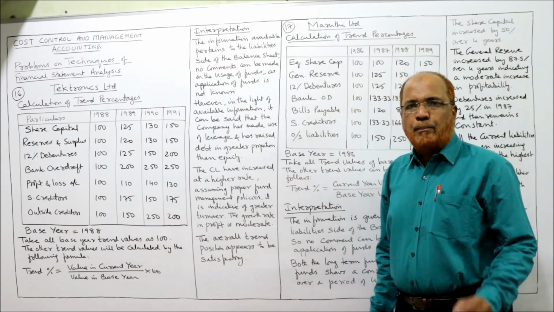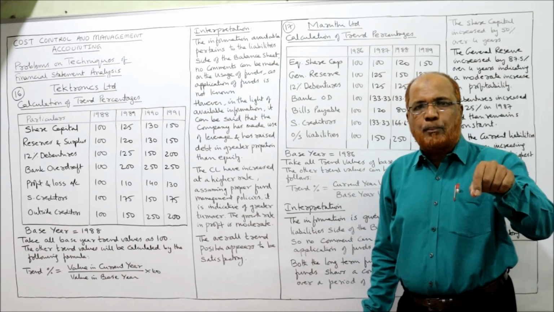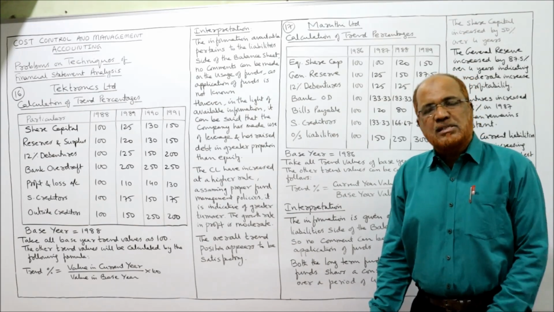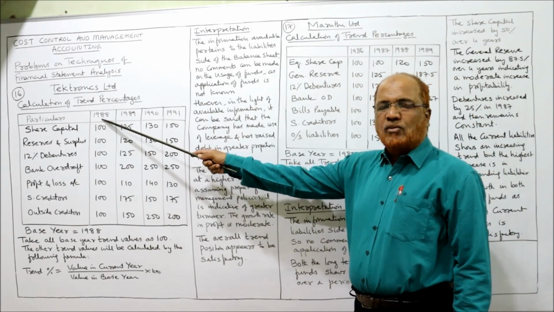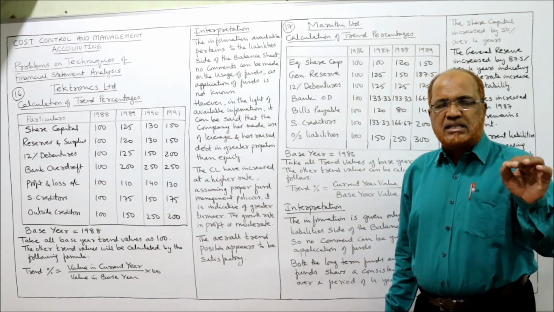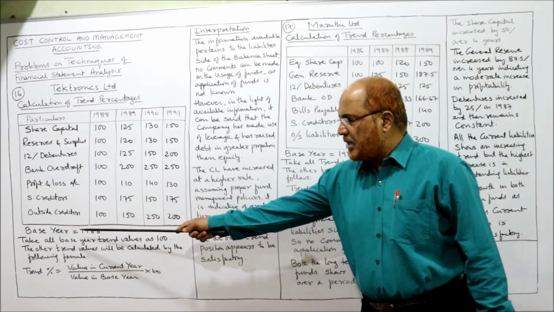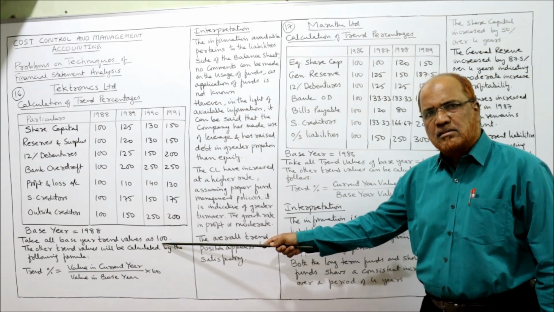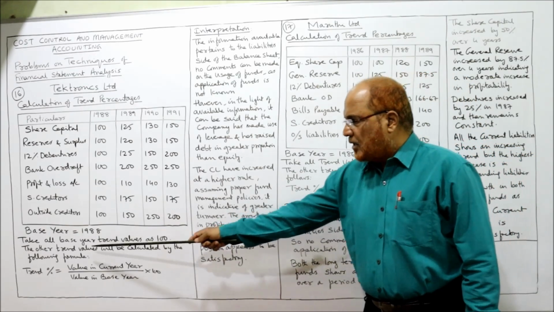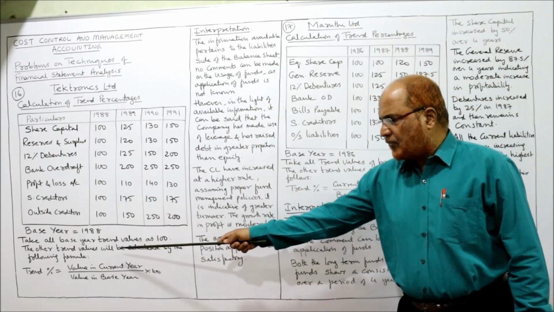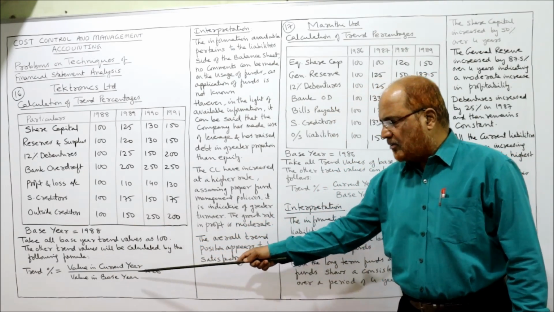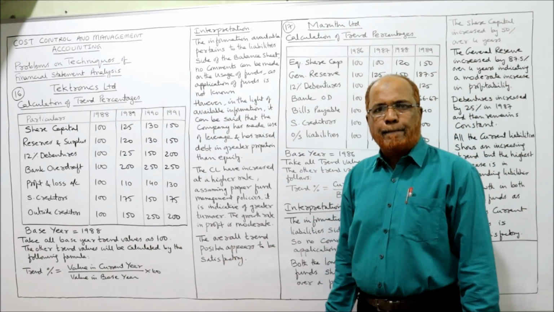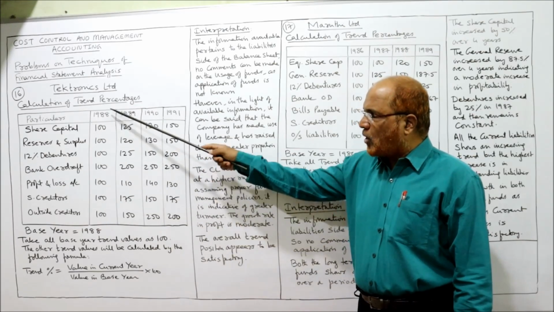First year 1988 is the base year. Even if it is not given in the problem, we will assume the first year as the base year always. But here in the problem itself it is given 1988 is the base year. So for the base year, all the trend values must always be taken as 100. Not only in this problem, every problem. Then the other trend values will be calculated by the following formula. Trend percentage is equal to value in current year divided by value in base year into 100. As usual, last two problems we have done the same thing, right? So we have taken 100 values for all the base year.